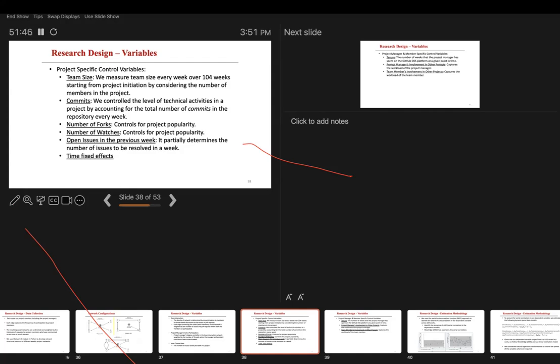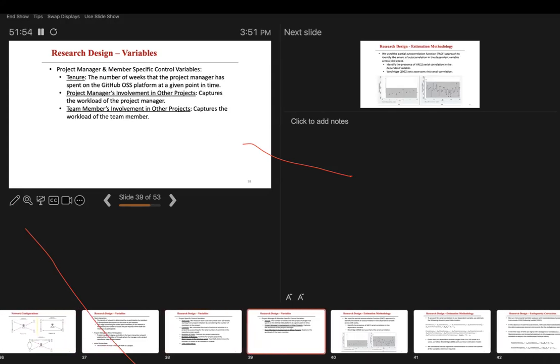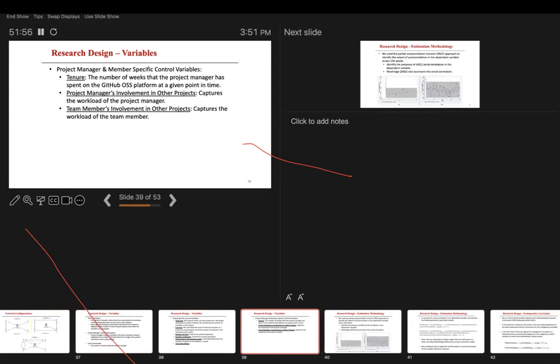So that's the dynamic structure of this econometric model that you will see. And then time fixed effects as part of the modeling itself, which we had to do. For the member level controls, we also had to capture the tenure of the project manager as well as project member. How long have they been on the platform? So we had to go back and see when they joined GitHub as a member, and that gives experience in some way, how much experience they have with this platform.